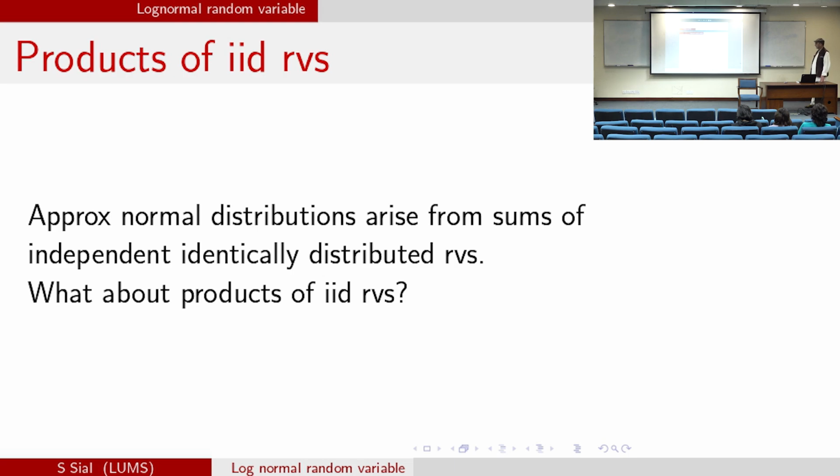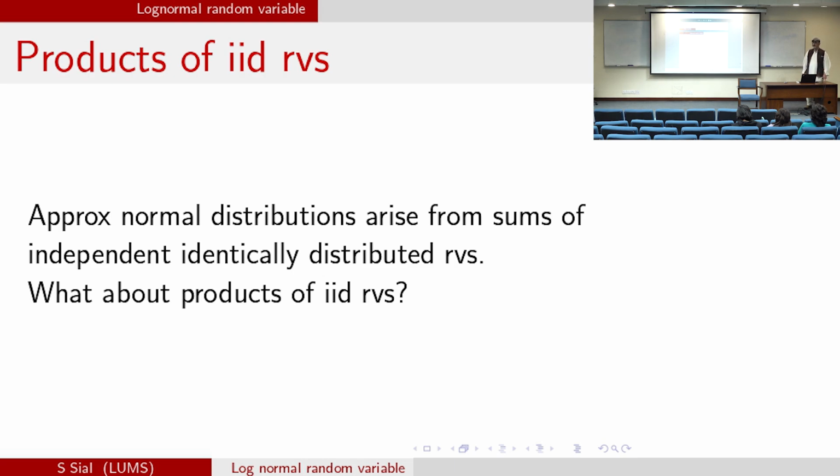Now, let's take a look at, previously we talked about the sums of independent, identically distributed random variables. If I had a bunch of random variables and I added them together, they were all basically the same random variable, in the Central Limit Theorem. Under all those conditions, we expect the sum is normal. What about products?